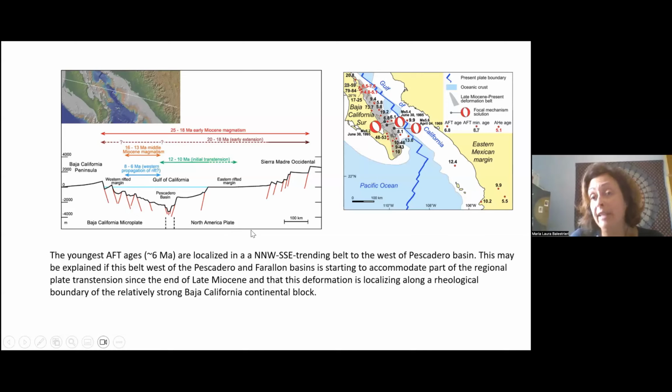Anyway, there is evidence of earthquakes in this area, and some extensional faults of that age have also been found close to this area in the south of Baja California, Los Cabos and places like this. So we think there is movement in that sense.